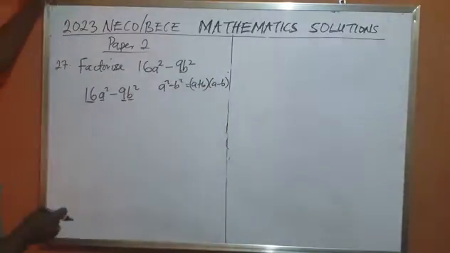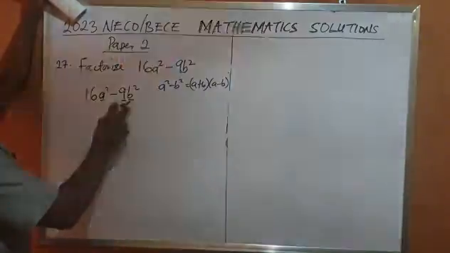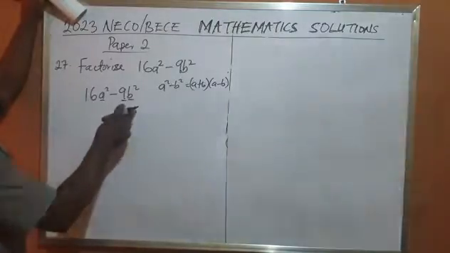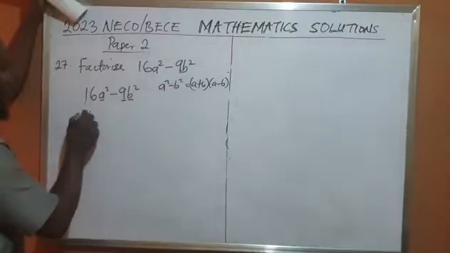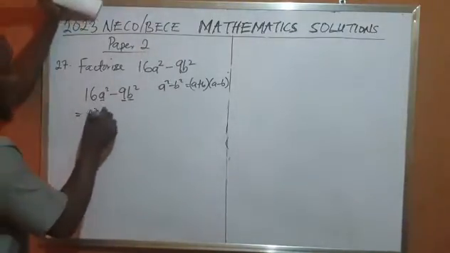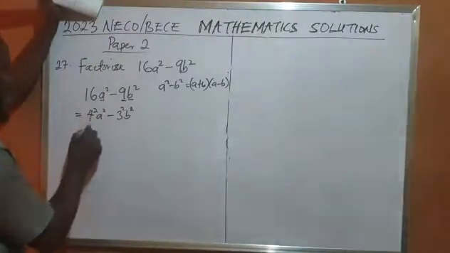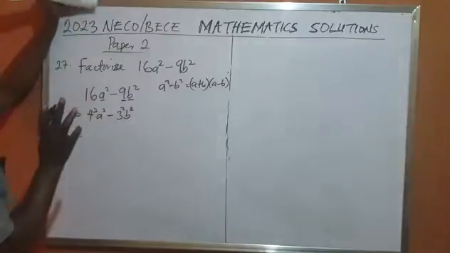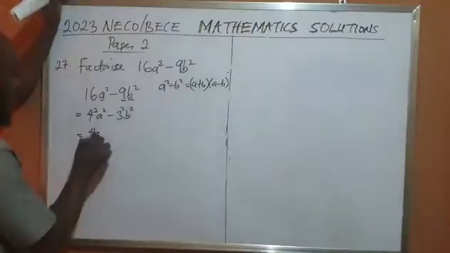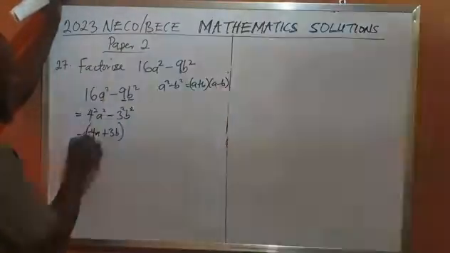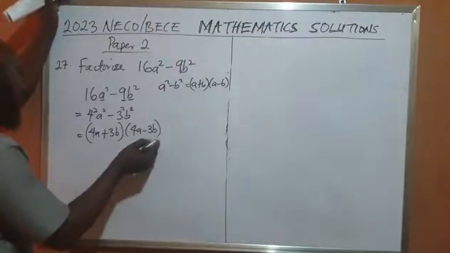But the problem here is, how are we going to do this? Are we going to say 16a plus 9b into bracket 16a minus 9b? No. We have to take the square root as well. So that would be 4 squared a squared, then this will be 3 squared b squared. So we leave out the squares, and that gives us (4a plus 3b)(4a minus 3b). So this will then be our answer.